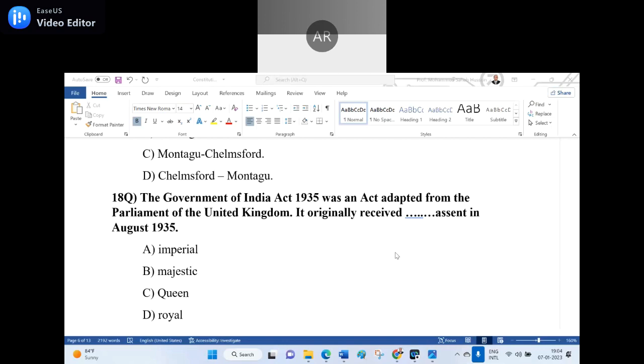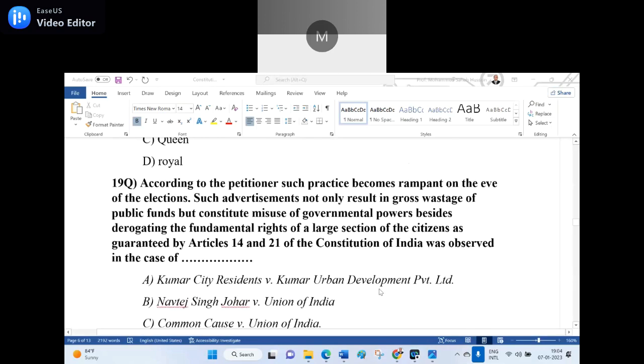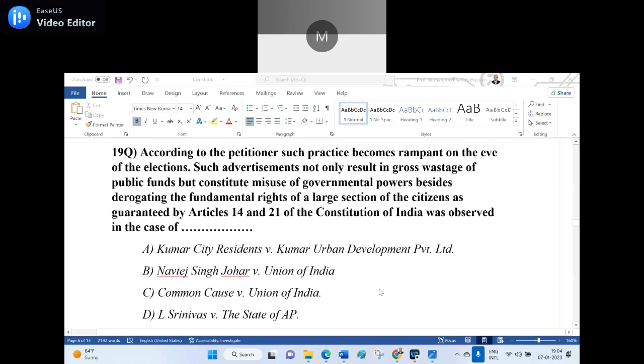Imperial, sir. Imperial is the right answer, sir. Option C, sir, Queen. Royal, sir, correct. Option D is the right answer. Royal assent. D is the correct answer. Royal assent. 19th question, I will read it.